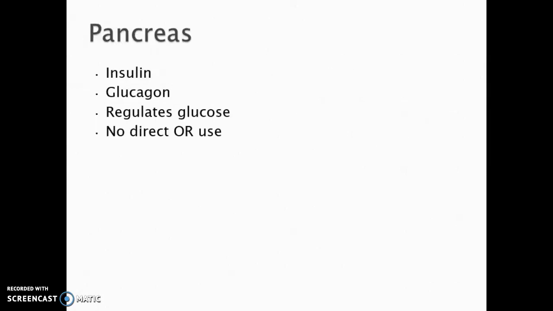The pancreas. The pancreas has two hormones and produces insulin and glucagon. They both regulate our metabolism of glucose, which is a simple sugar for energy. Glucagon is a protein that breaks down glycogen and increases our blood glucose levels. Insulin, also a protein, stimulates the liver to form glycogen from glucose, which lowers the blood glucose levels. There also is no direct OR use.